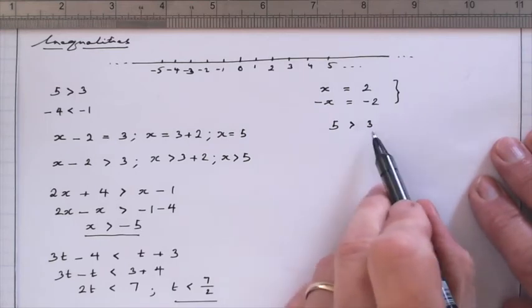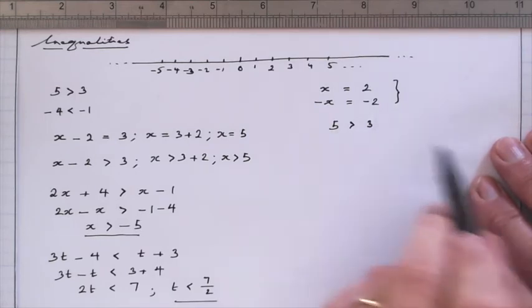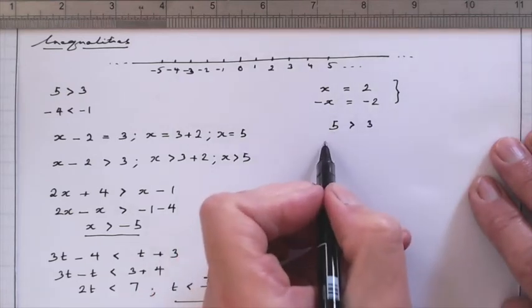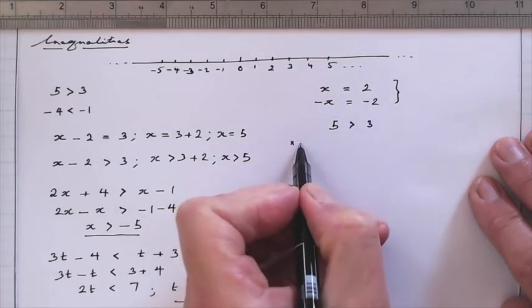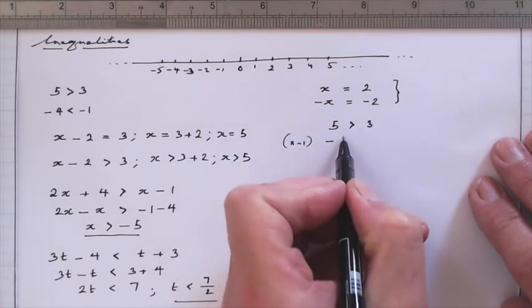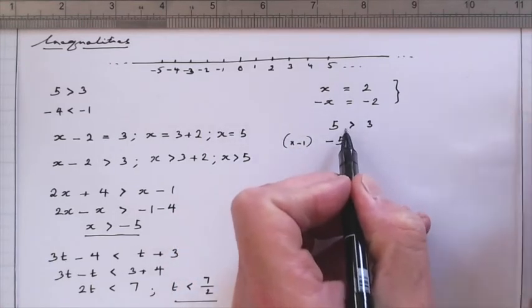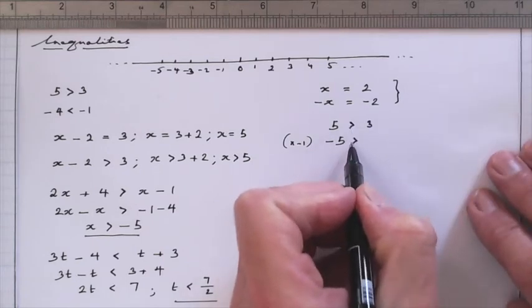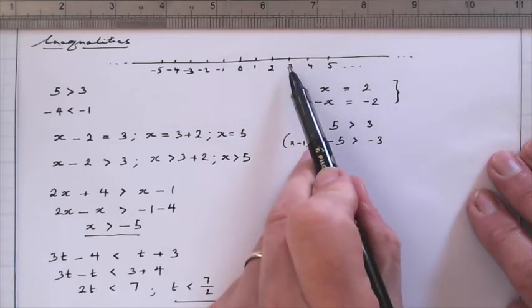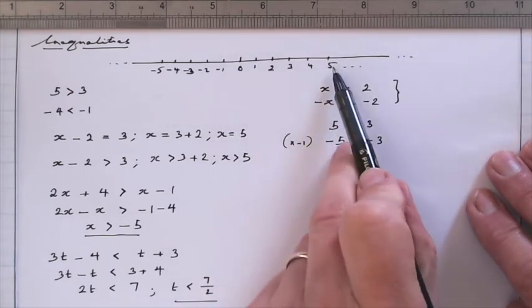Let's say 5 is greater than 3, and let's imagine that we can just multiply both sides by -1. So multiplying by -1 is what we're doing. We would have -5, and let's imagine we don't know any different, greater than -3. That is not correct. Yes, 5 is greater than 3. 5 is to the right of 3.